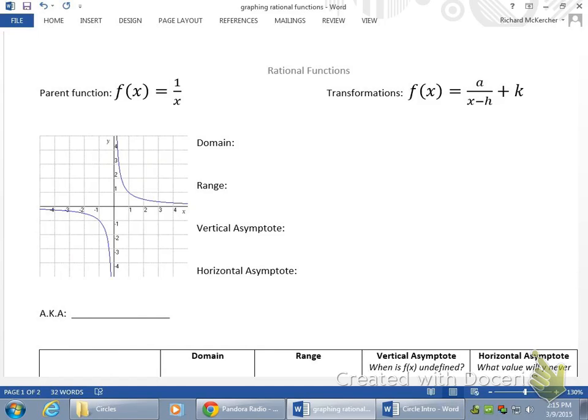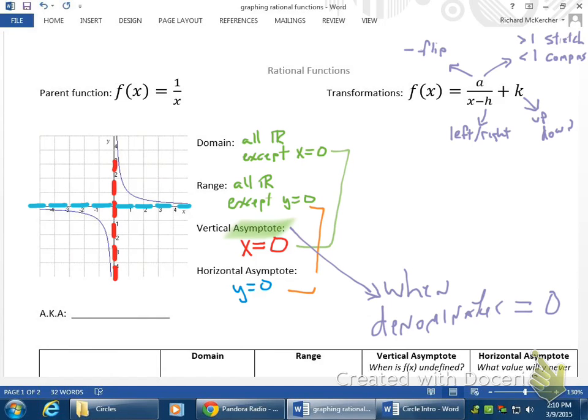Now I want you to think for a second. If the graph moves up and down here, then that moves my horizontal asymptote, doesn't it? So the k value actually tells me about my horizontal asymptote. If the k moves up and down, then the horizontal asymptote also moves up and down. So we're going to have to remember that.